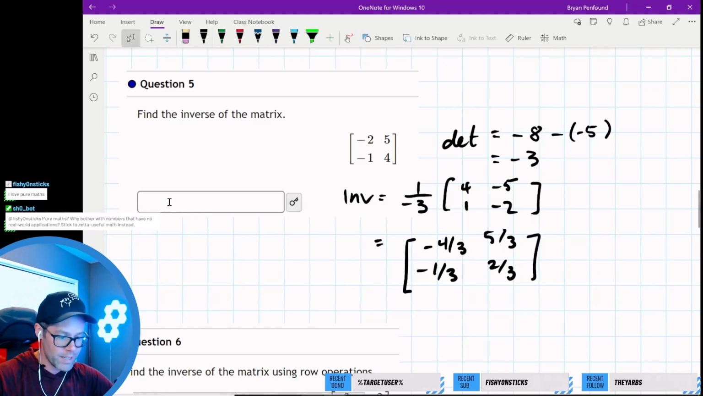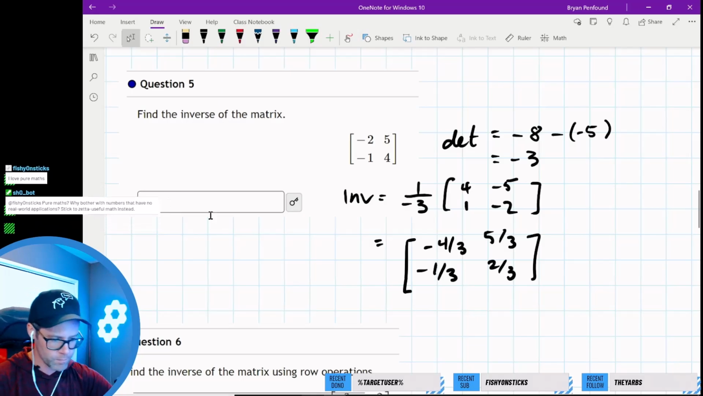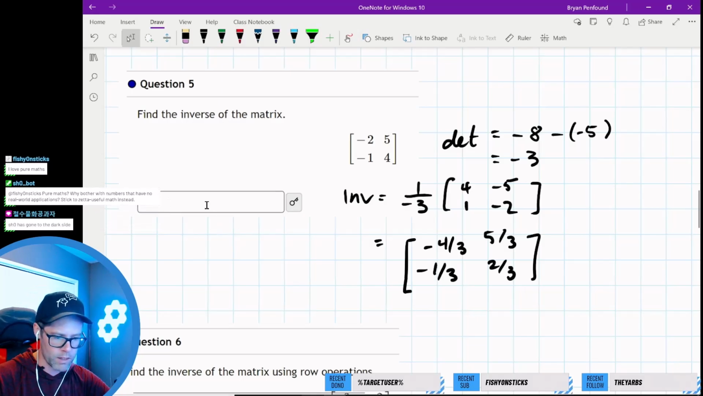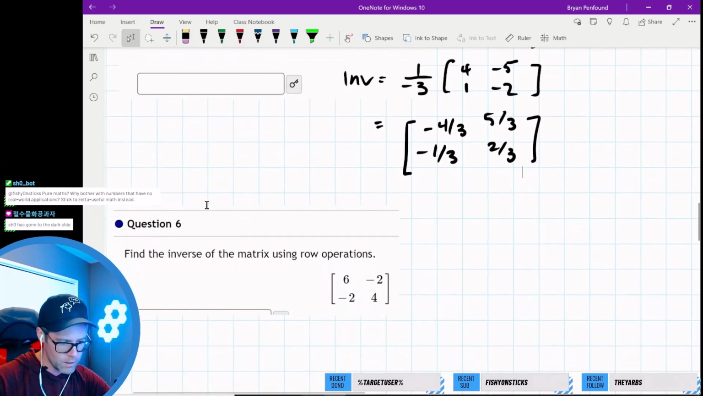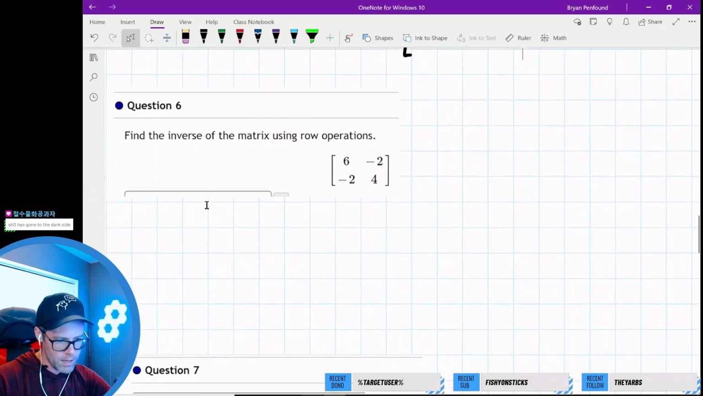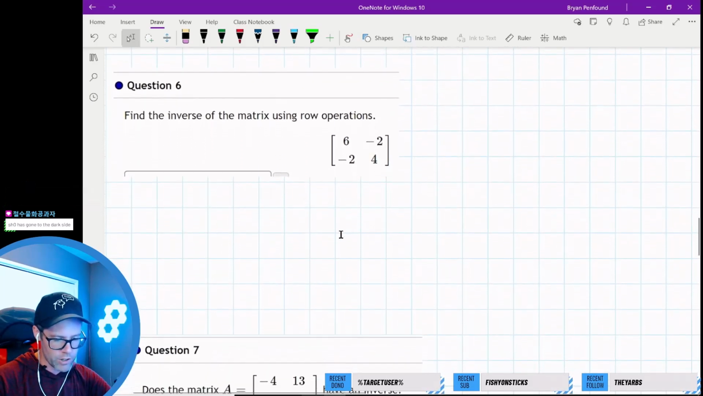All right, and if we need to enter that as a matrix, just be mindful, like my students, just be mindful that you may have to write that in that kind of block notation, just depending on what the question wants for input here. Okay, find the inverse of the matrix using row operations.